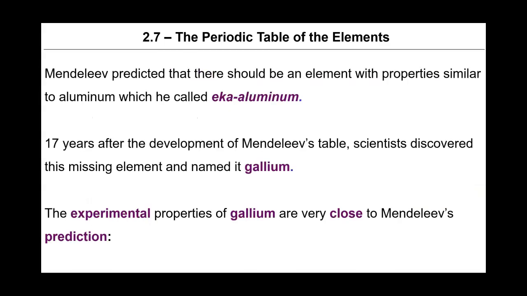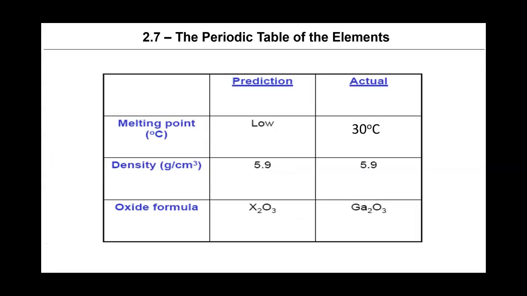For example, Mendeleev predicted that there should be an element with properties similar to aluminum, so he left a gap next to aluminum. He called this missing element Eka aluminum. It took 17 years after the development of Mendeleev's table for people to find this element, and when they did, they called it gallium. And it's quite amazing how the experimental properties of gallium line up with what Mendeleev predicted.